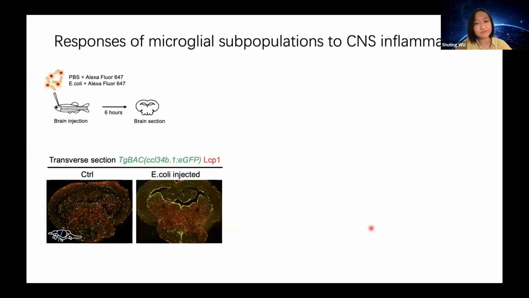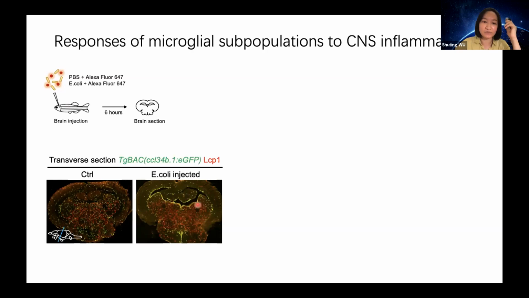So next, we further check their function in the inflammation by establishing a CNS infection model by directly injecting the E. coli into the cerebral ventricles of the zebrafish and then collect their brain for the cryosection after 6 hours. So here you can see that different from the control where the CCL34-beta1 positive microglia were distributed evenly across the whole brain, we found that in the E. coli injected fish, they were significantly accumulated in the ventricle region where the E. coli was spreading along the brain ventricle, and also they were actively phagocytosing these E.